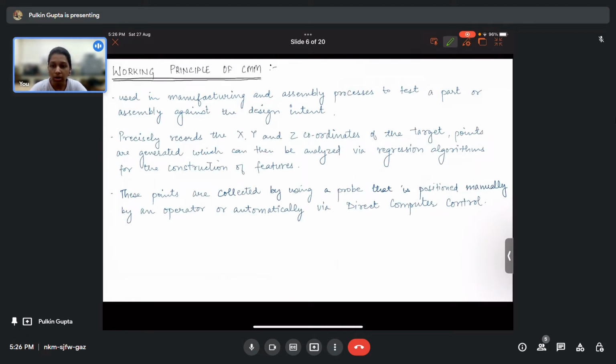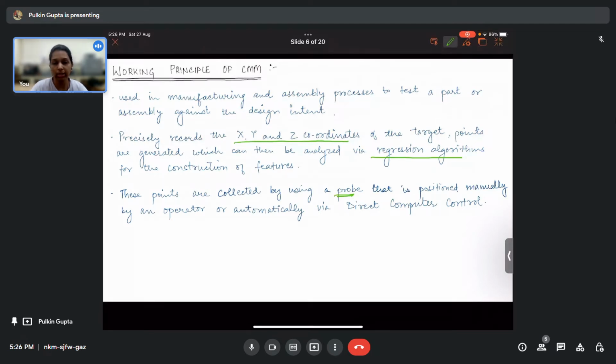Now, how does this work? It is used in manufacturing and assembly process to test a part against design intent. So you can just measure the coordinates using this and check with the design if it is made precisely or not. It precisely records the X, Y, and Z coordinates of the target. Points are generated which can then be analyzed via regression algorithm. So this regression algorithm generates planes and surfaces using these points that are collected, and these points are collected by using a probe, like we have mentioned.